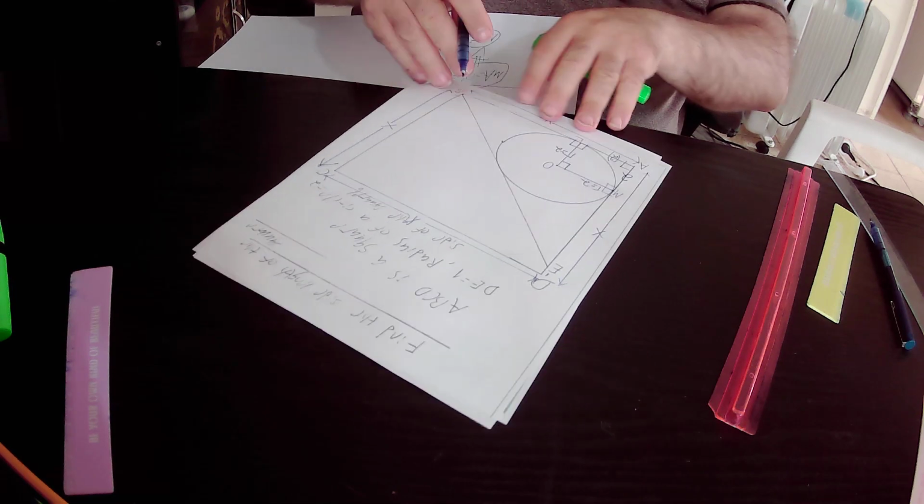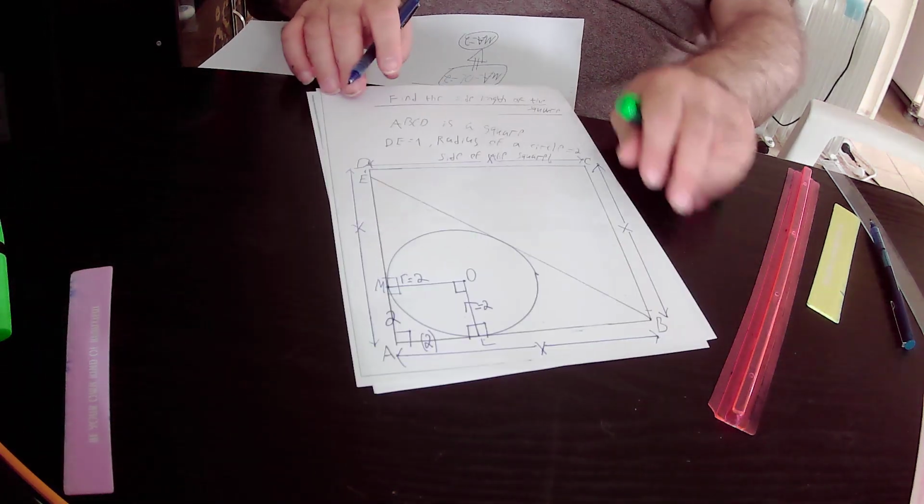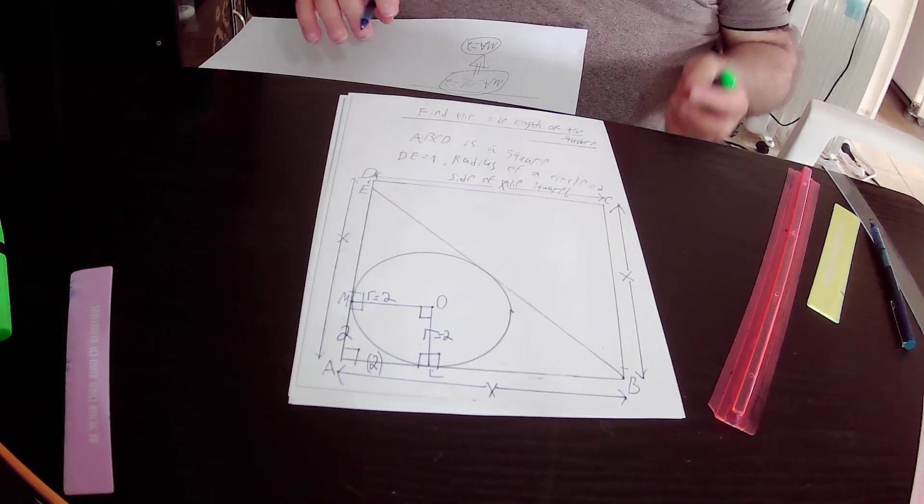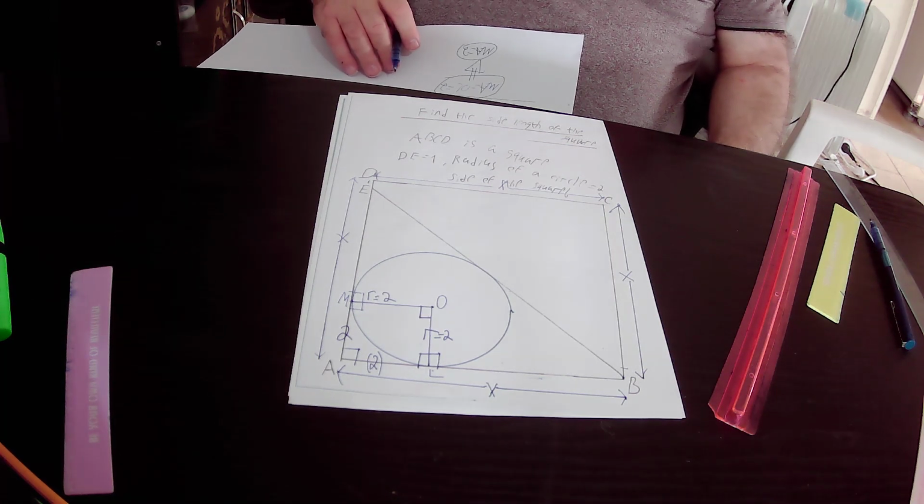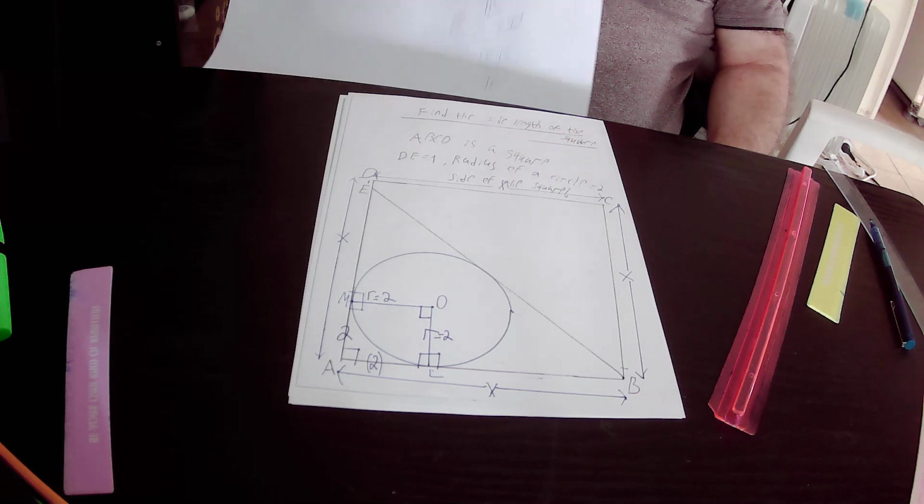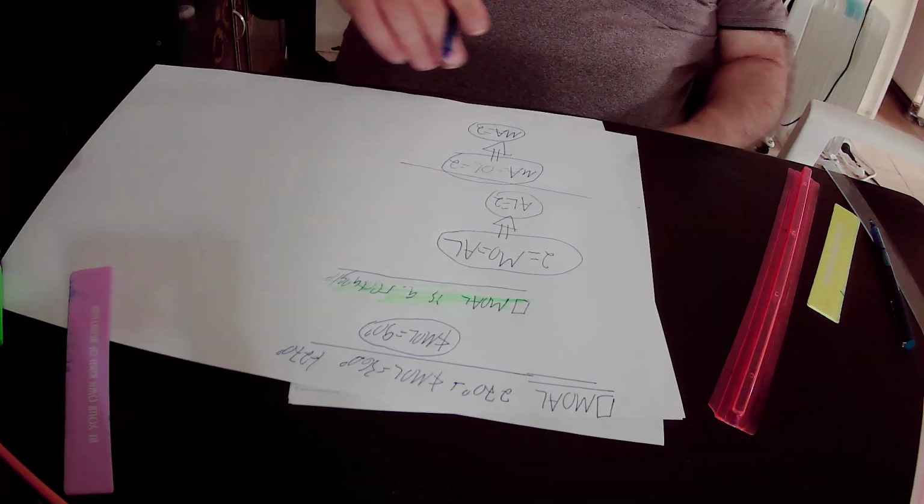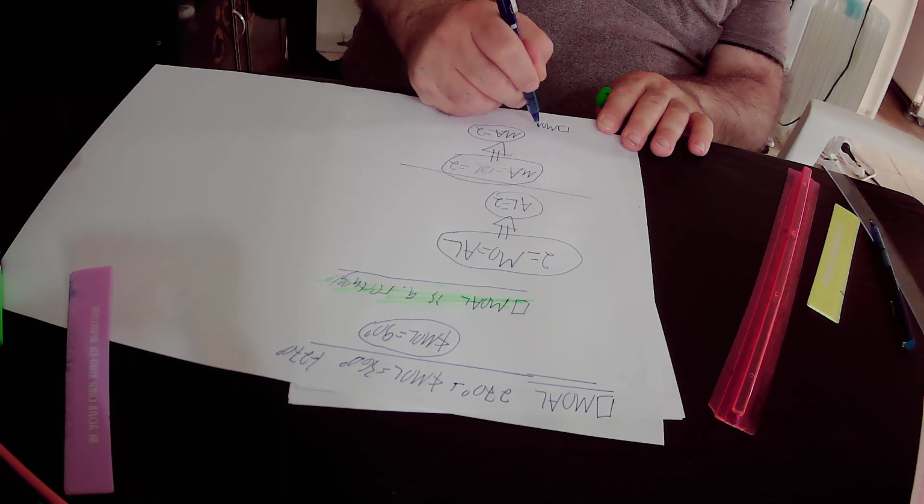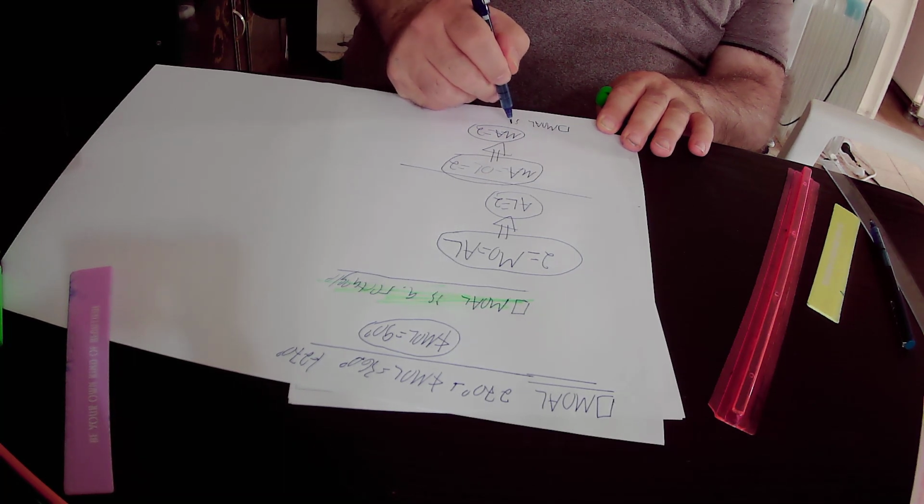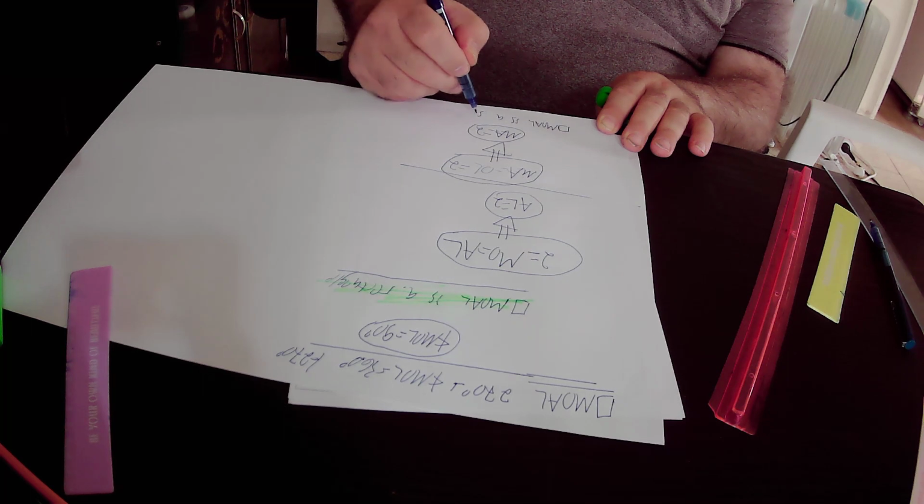So actually we found out that all the sides of quadrilateral MOAN are equal to each other, therefore quadrilateral MOAN is not a rectangle but a square. So you can write down that quadrilateral MOAN is a square. Okay.